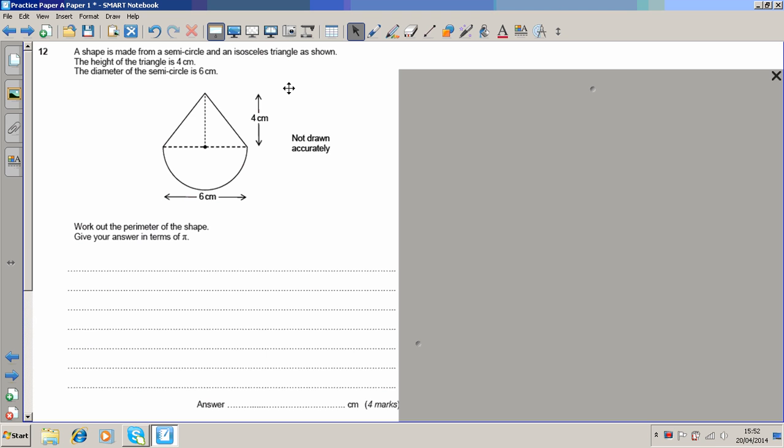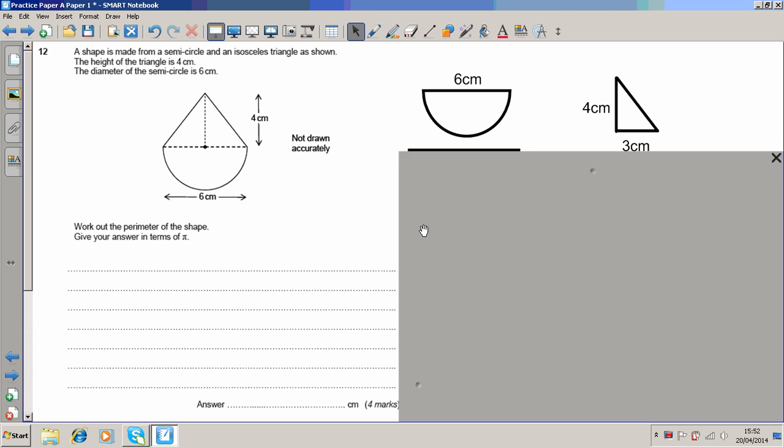A shape is made from a semicircle and an isosceles triangle as shown. The triangle is 4 cm high, the diameter of the circle is 6 cm. Work out the perimeter of the shape. Give your answer in terms of pi. Right, so essentially there's our 2 shapes. We've got a semicircle down here, of which we want to work out the length of this bottom arc, and then we've got a triangle here, of which we want to work out the slanted edge there.